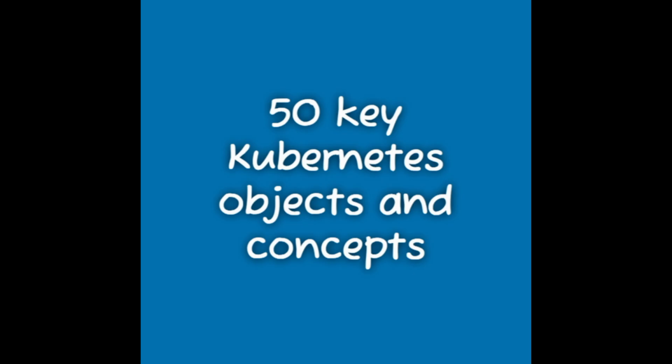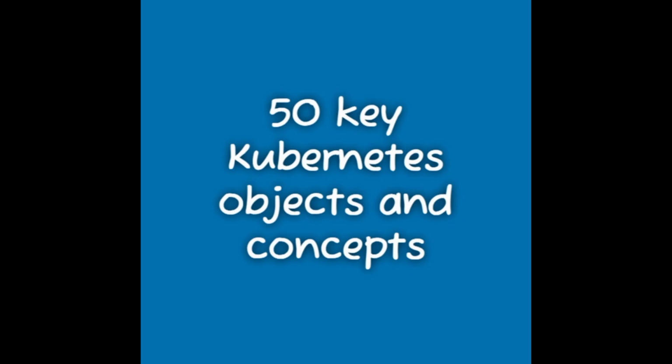Configuration and secrets. These manage environment-specific data. Config map, injects configuration data into pods. Secret, stores sensitive data like passwords, API keys. Resource quota, limits resource usage per namespace. Limit range, enforces min/max compute resources per pod/container.